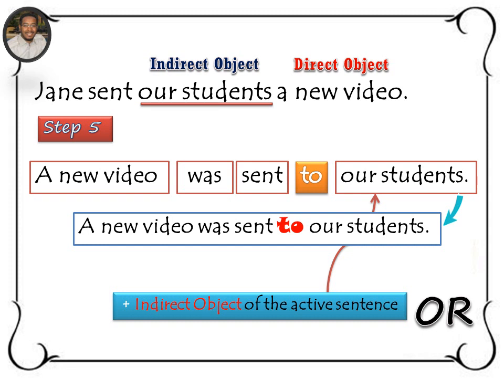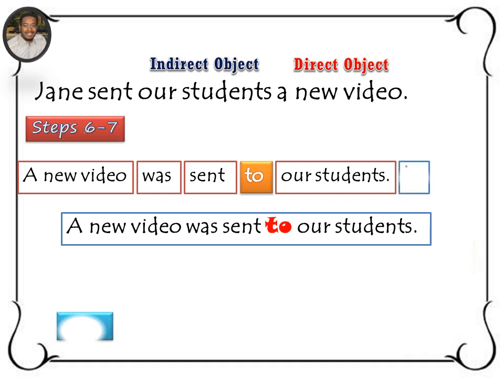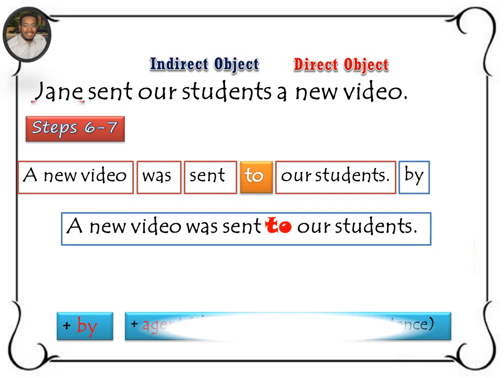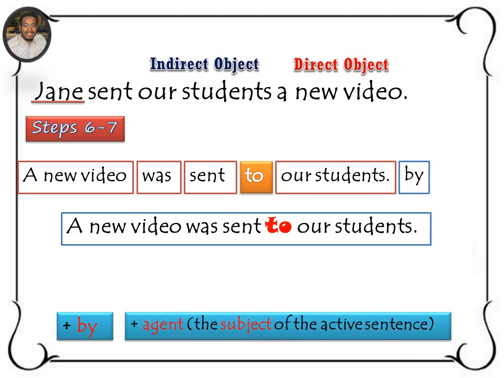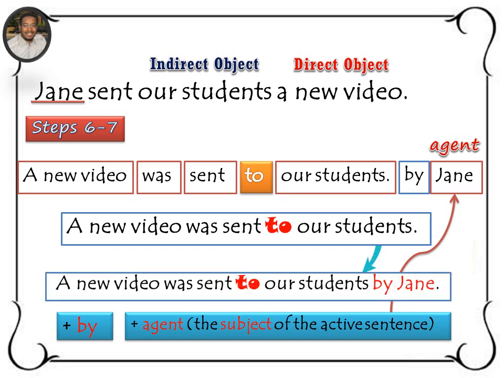Or if we want to mention who sent this video to our students, we can have 2 more steps, which are steps 6 and 7: plus by, plus the agent, meaning the doer of the action, the subject of the active sentence. And the final result is: a new video was sent to our students by Jane.